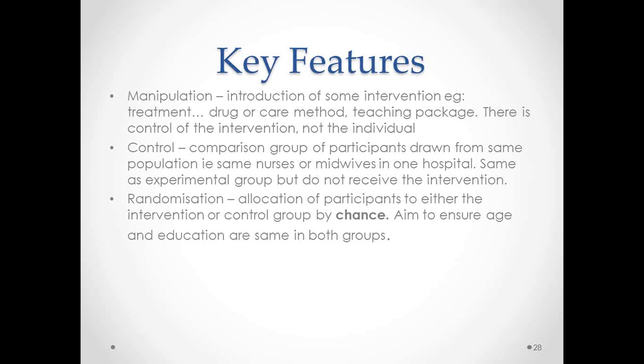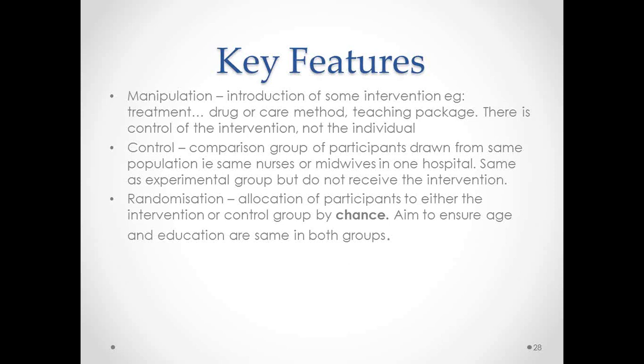The key factor here is that there is a manipulation. Something happens, we do something to a group of people. So we might give a particular drug to a group of people, or we might deliver a particular teaching package to a very specific group of people. So there's control of this intervention, and it is control of the intervention, not of the individual. A comparison group of participants drawn from the same population is also identified. So if I want to do something to a group of nurses, I need to have one group and I need to have a control group.